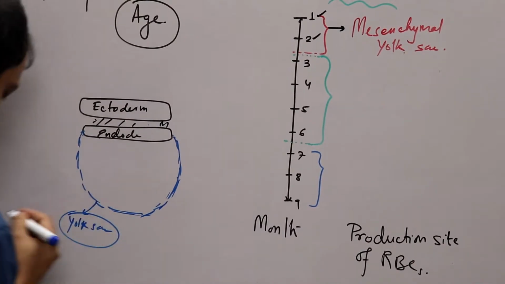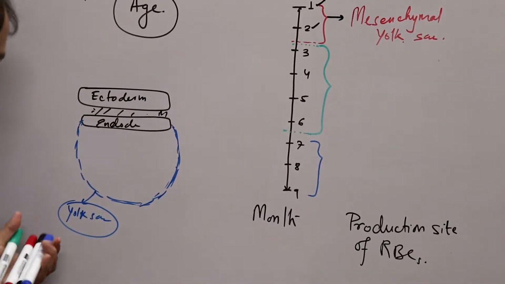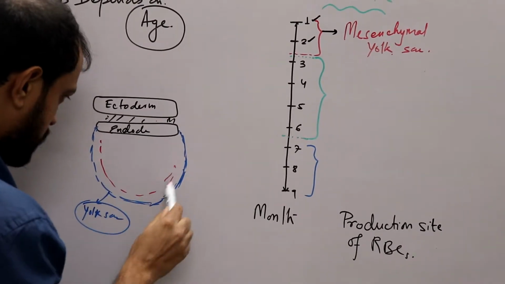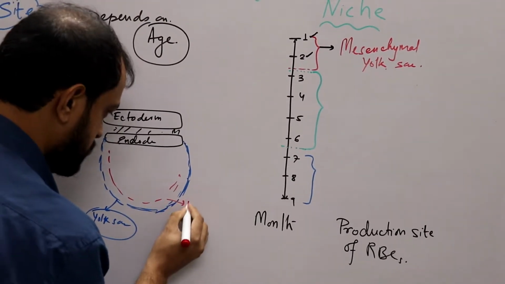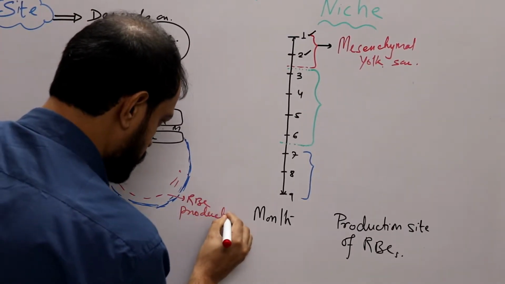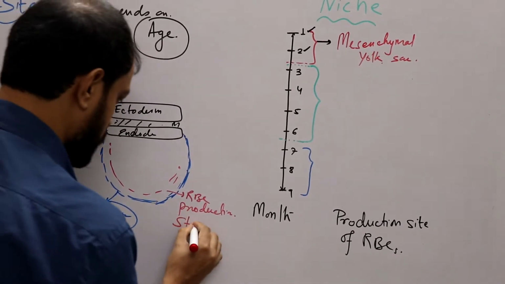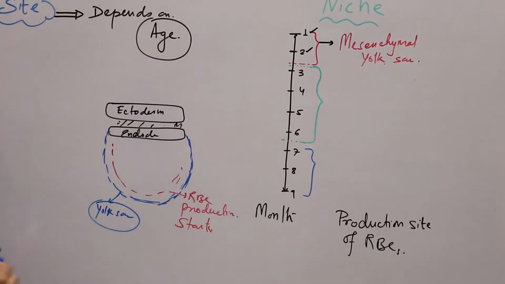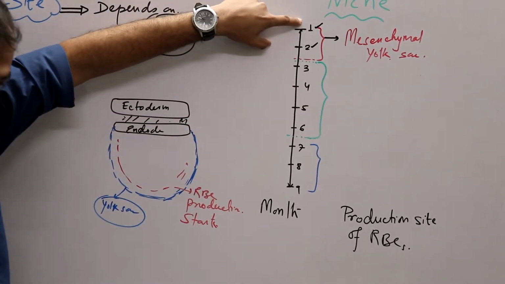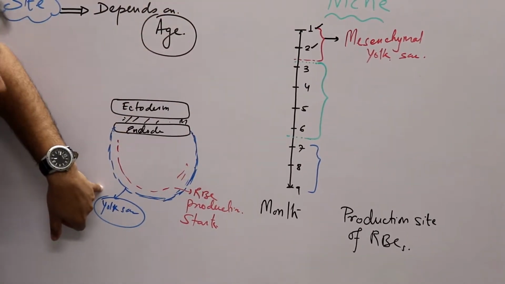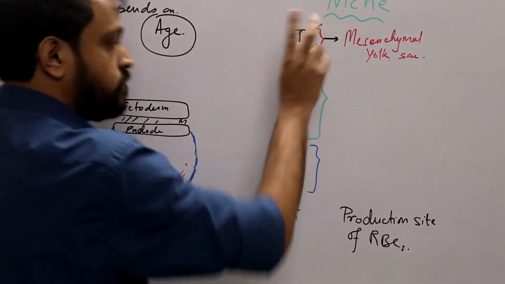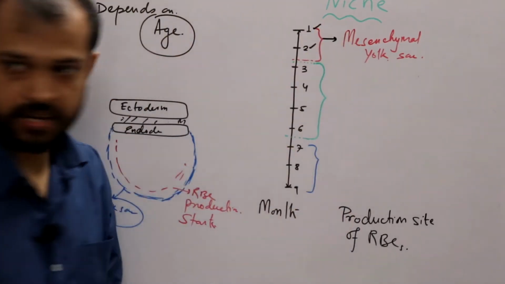There is yolk, and in these areas RBC production starts. The RBC production starts in the first month in the yolk sac area, the mesenchymal yolk sac, but it lasts only for 2 months, that is the first and second month.